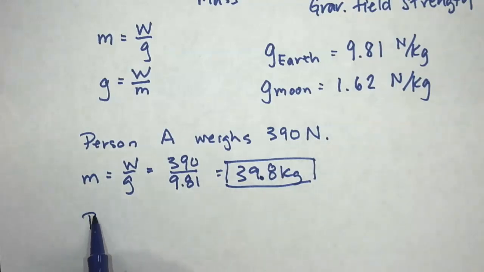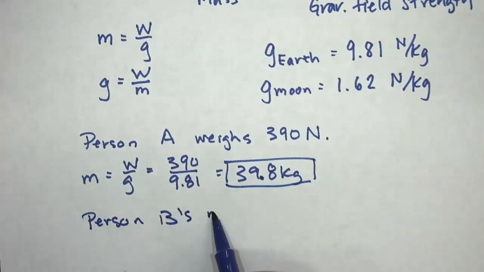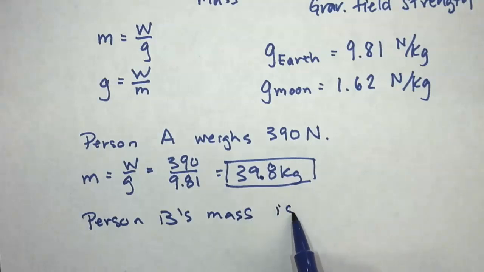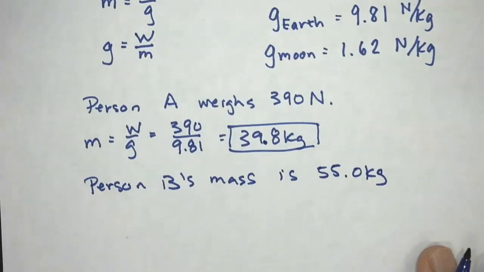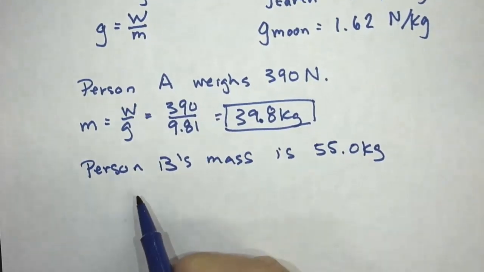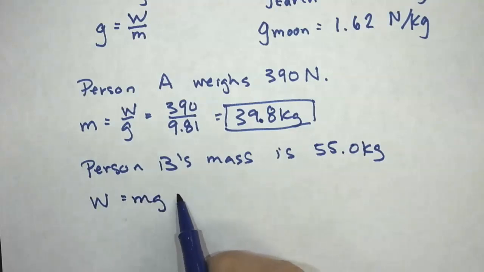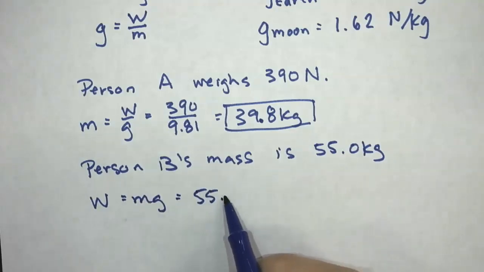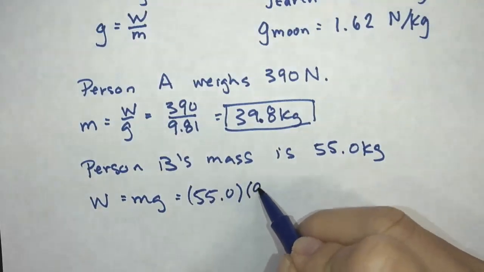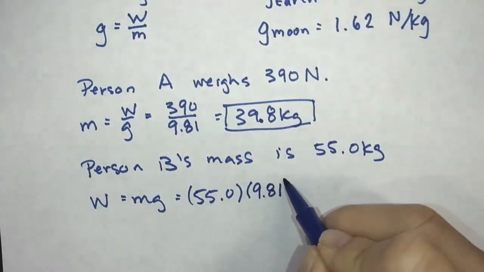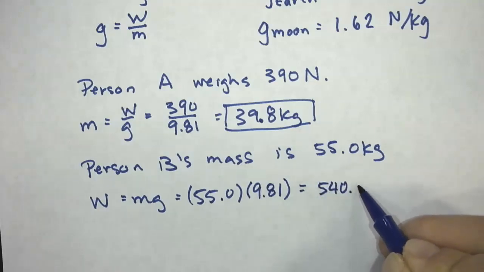Okay, let's look at another problem. Let's say person B's mass is 55 kilograms, and we want to find their weight. Their weight on Earth is going to be 55 times 9.81, and we get 540 newtons.